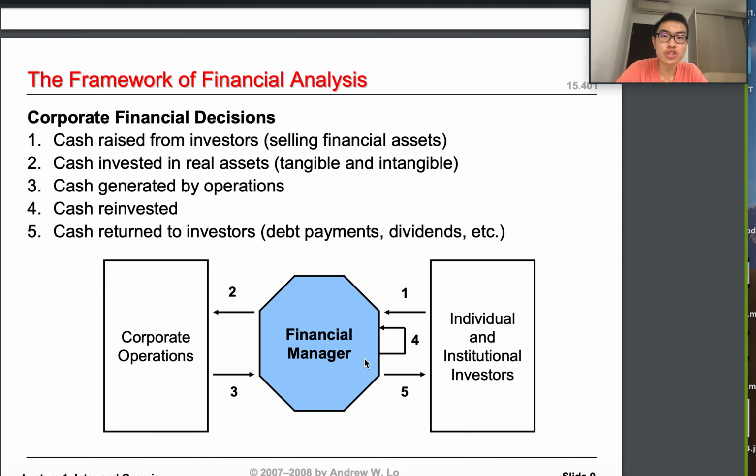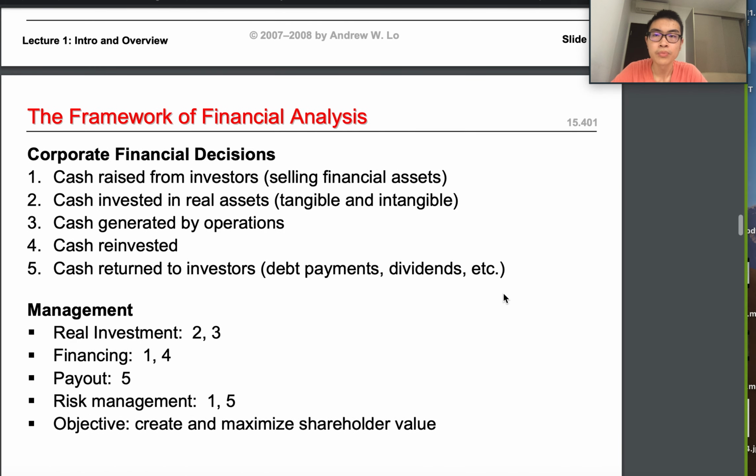and then the financial managers, the next step is number 4, to reinvest this cash. To reinvest again, to expand the business, to expand the operations, and the cash returns to the investors as well, because people invest, they expect to have a return. So it's pretty straightforward. You have 1, 2, 3, 4, 5. I will put a slide below so you can revise it afterwards. You can pause the video, take some notes as well.